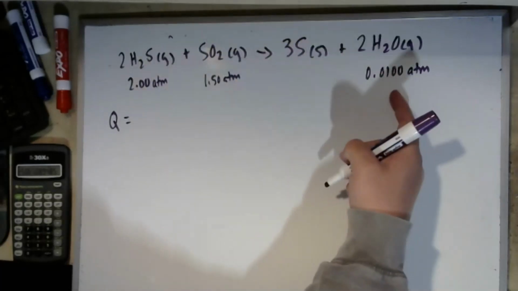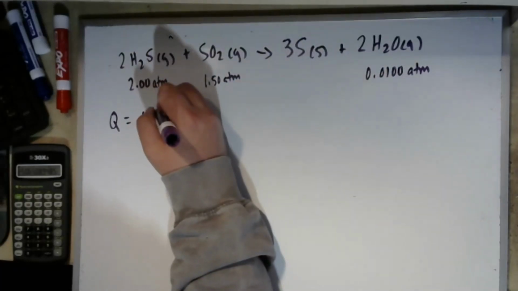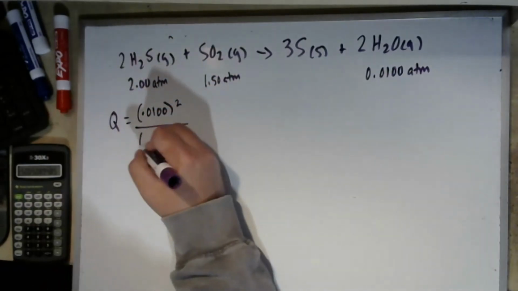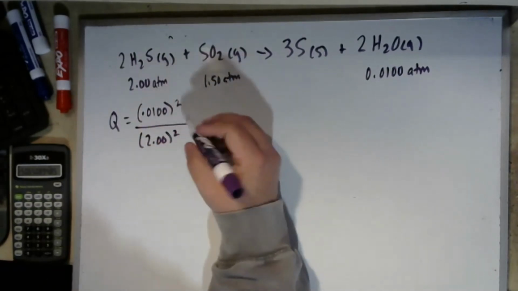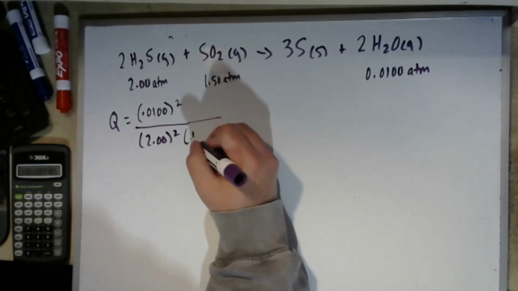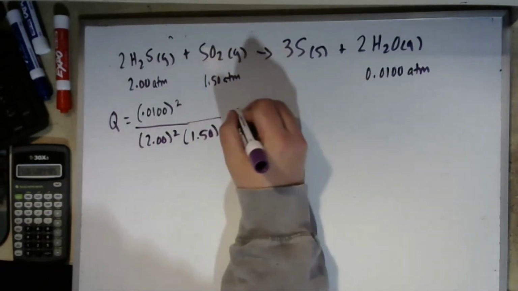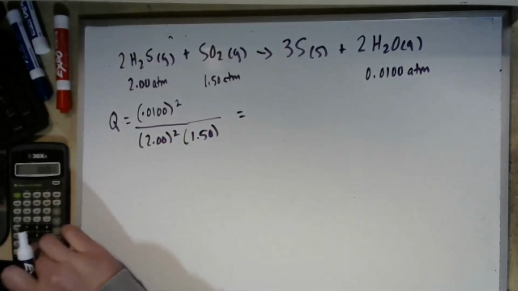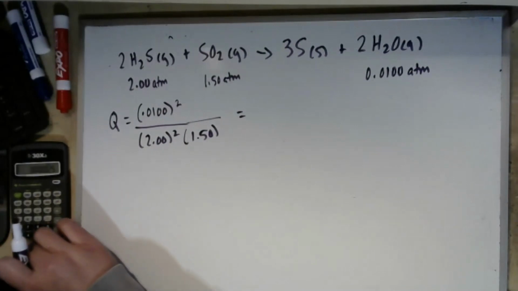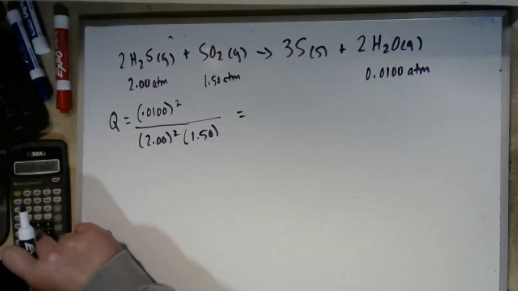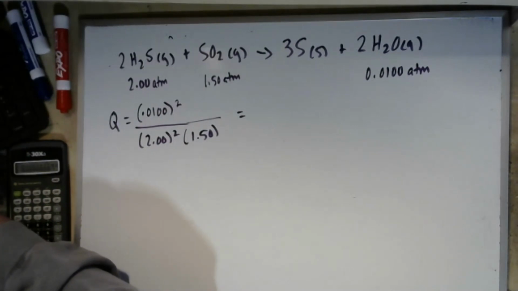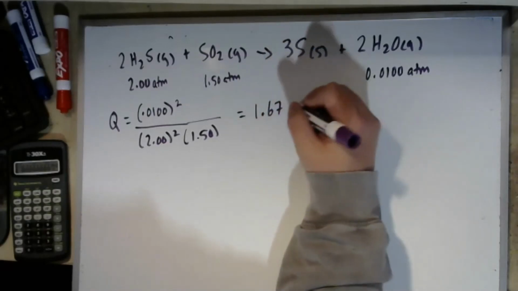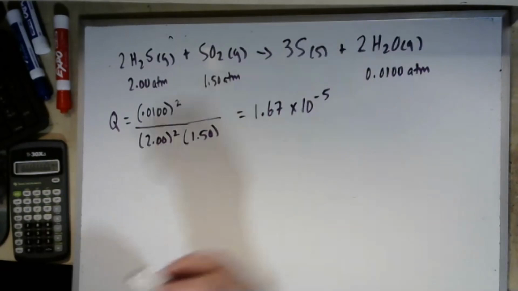So we're going to take our product value here, 0.0100, and square it. And we're going to divide it by 2 squared. And then we're going to divide it by 1.50. Okay, and we get 1.67 times 10 to the negative 5.